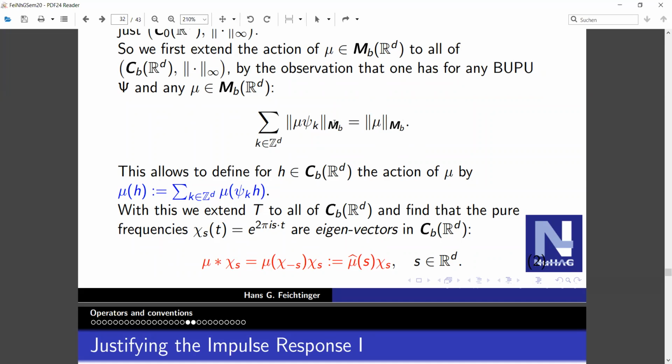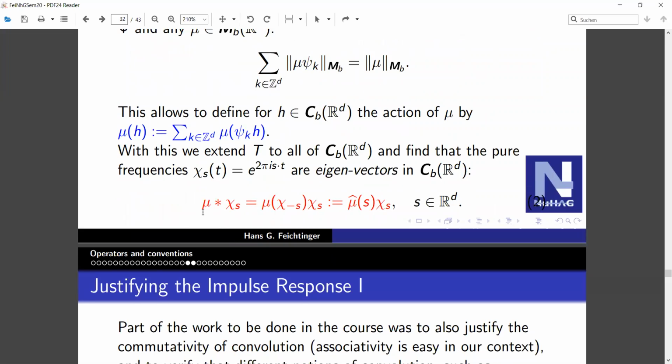Okay, and now with this trick, we also can extend the action of bounded measures, not only to C0 but also to bounded functions, which is important because then we can say, well, we can feed in even pure frequencies, these characters, e to the 2 pi i, and then you will find out that all these pure frequencies are joint eigenvectors to all those convolution operators. And that's a great message. And of course, you hope that we're diagonalizing all these operators by the Fourier transform, which is a very good idea, but technically you have to work quite around this idea.